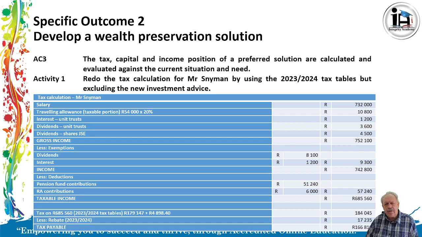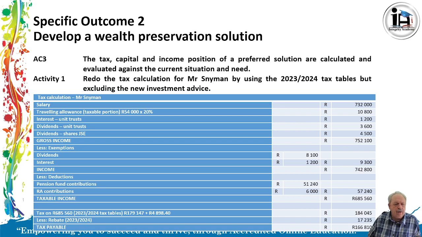So now we go to the tax tables for the 2023-2024 year, and we go and calculate the tax on that amount. According to scale, he must pay 179,147 plus whatever exceeds the scale, and that was another 4,898 and 40 cents. So we discard the 40 cents, and that adds up to 184,045.